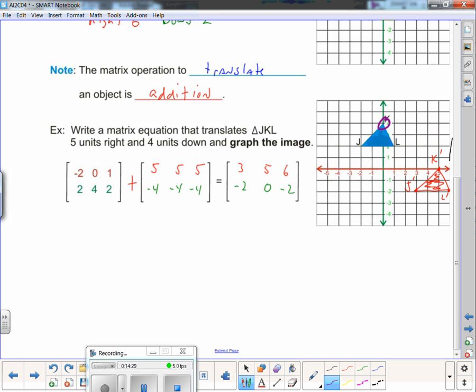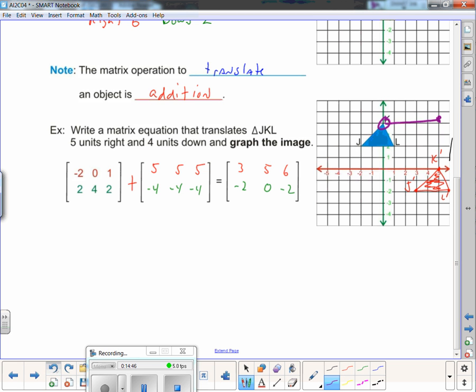How far did the K point move? The K point moved 5 right and 4 down, right? How much did the J point move? 5 right and 4 down. How much did the L point move? 5 right and 4 down, right?